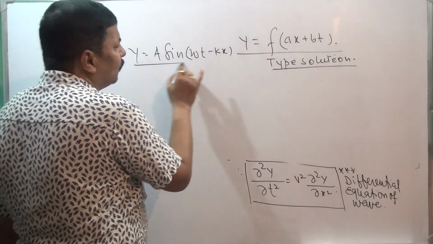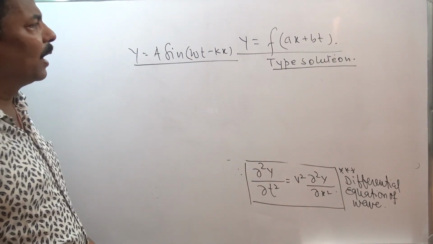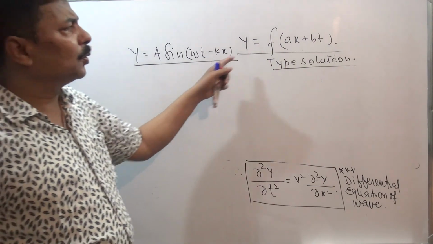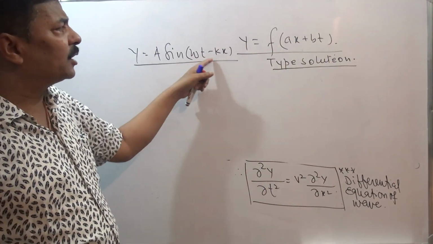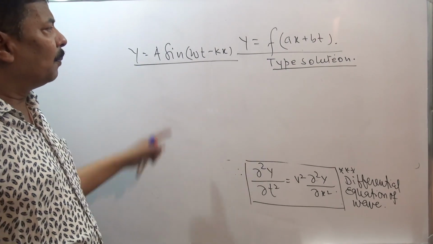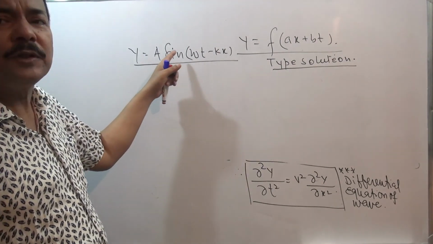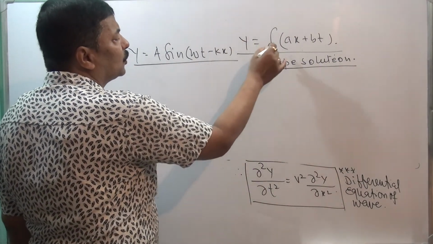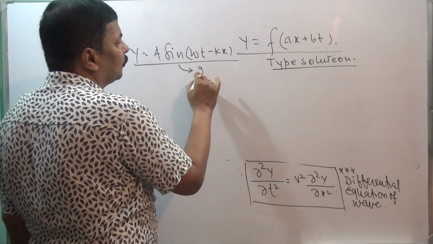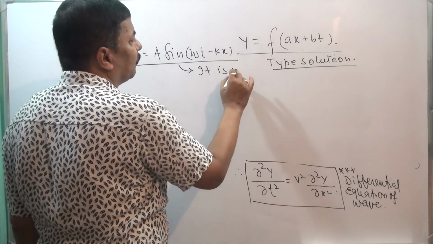When I am discussing y is equals to a sine omega t minus kx, this is also ax plus bt type solution. But sine is there, so it is a harmonic wave and it is a wave. So this type of solution is there, so it is a wave.